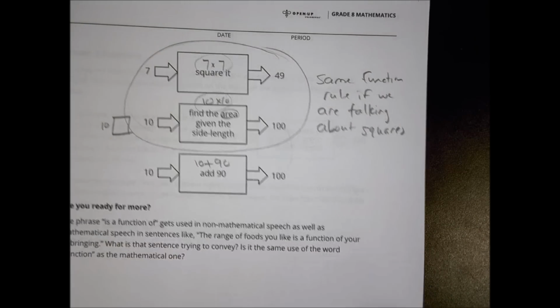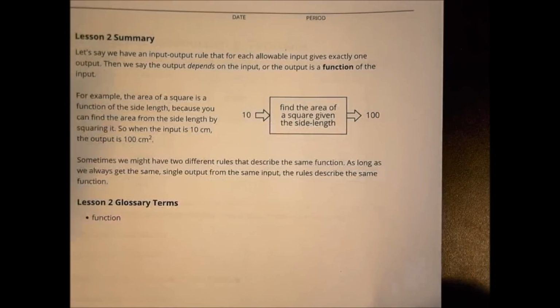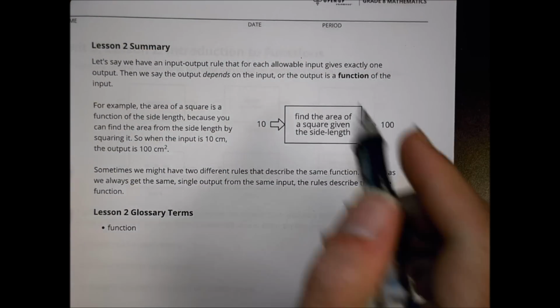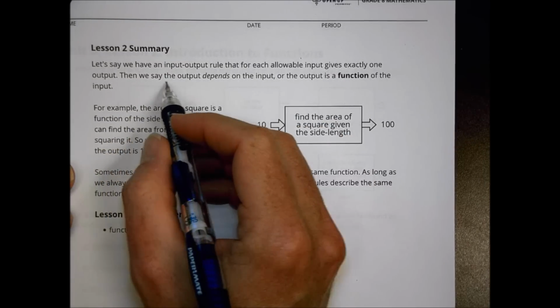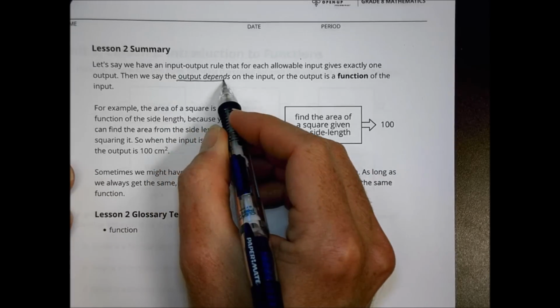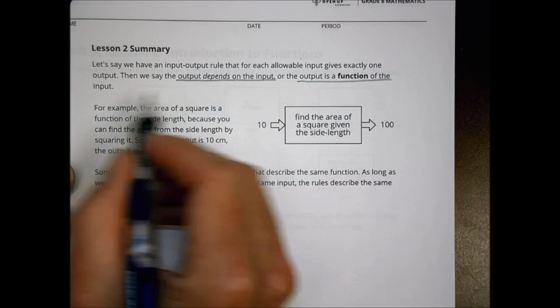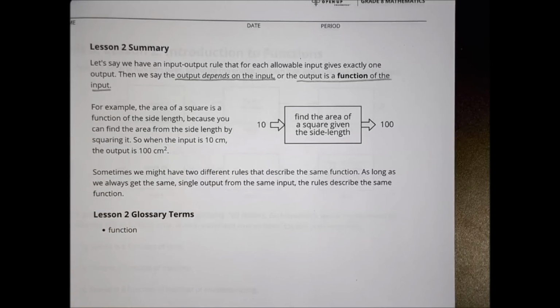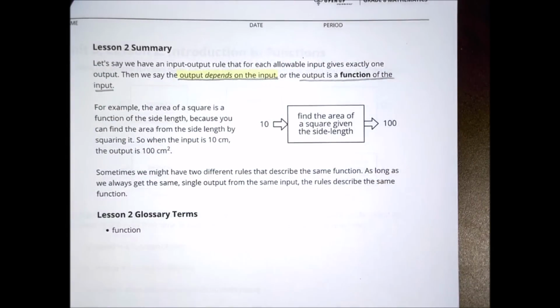All right. So in summary today, when we look at our summary statement, it says, let's say we have an input-output rule that for each allowable input gives exactly one output. And then we say the output depends on the input, or the output is a function of the input. And that's our big takeaway statement of the day. The output depends on the input. That's the way that works there.